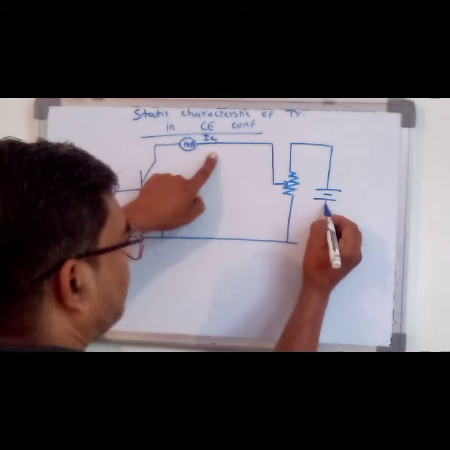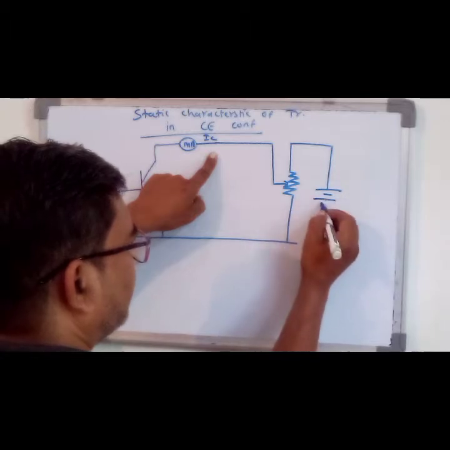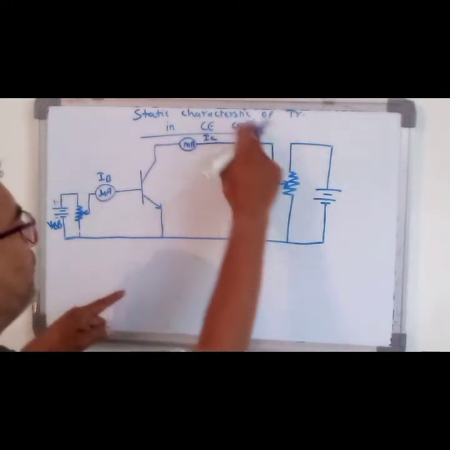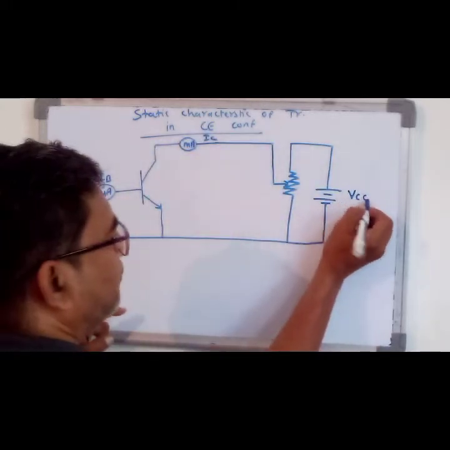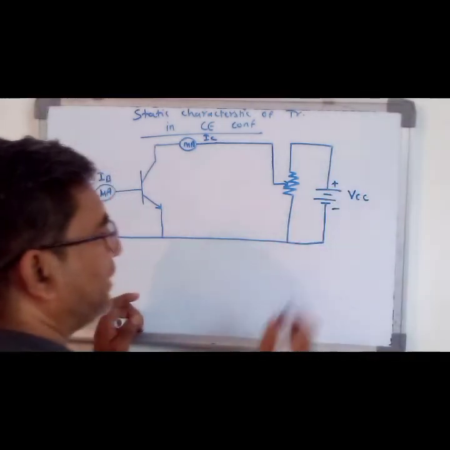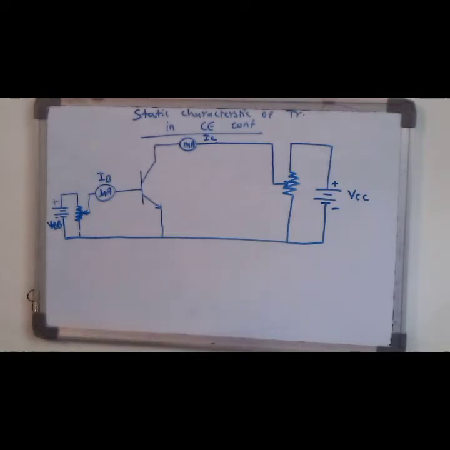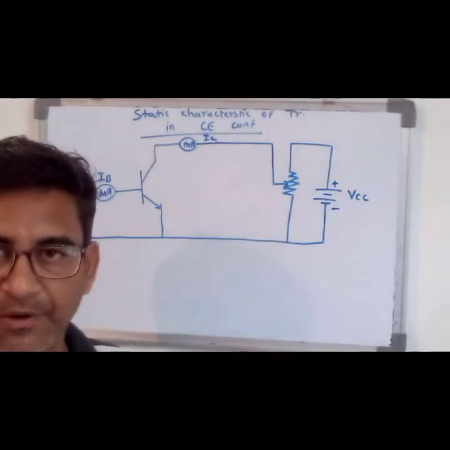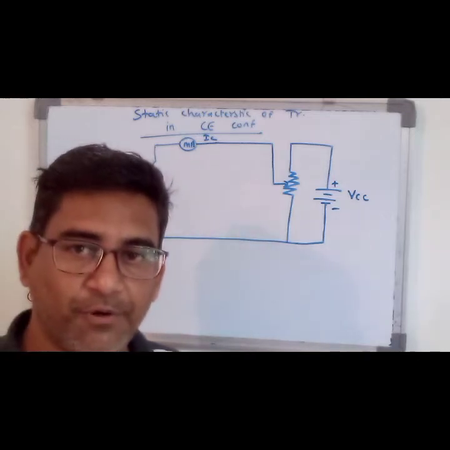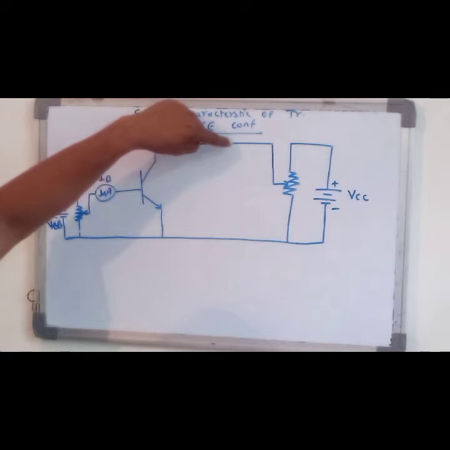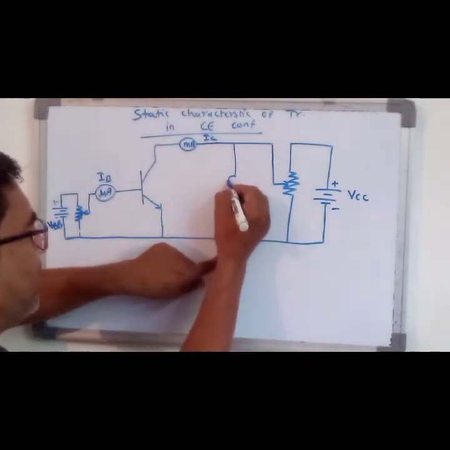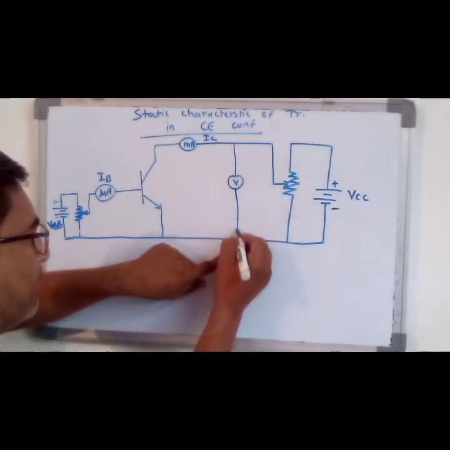Positive, negative, positive, negative. As it is connected to the collector terminal, we will write it as VCC, again with a positive and negative connected like this. For measurement of the voltage, you have to attach a voltmeter. If the voltage has to be measured from the collector to emitter, the voltmeter is attached here and given the name V.